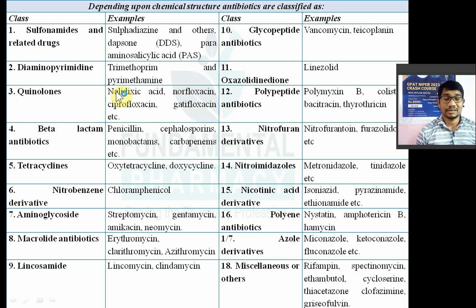They are DNA gyrase inhibitors and they are used in the treatment of urinary tract infection and respiratory tract infection. Now according to the chemical structure, the fourth class of antibacterial agent, तो उसमें चौथा आता है बीटा लैक्टम एंटीबायोटिक्स.